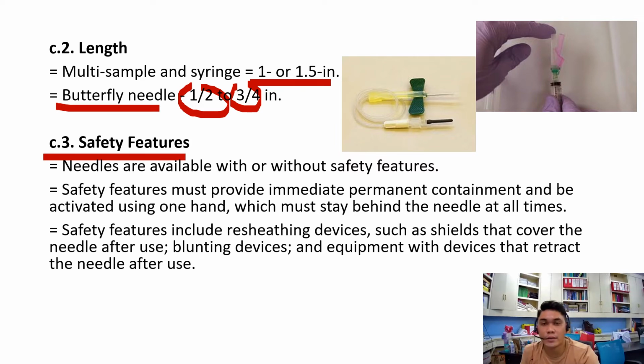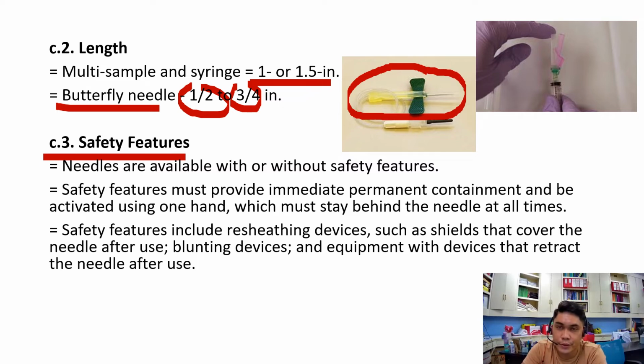The needles are available with or without safety features. Example of safety features is like this one. So for butterfly infusion set, after collection, you can push this yellow part of the butterfly infusion set, and the purpose of that is to cover the needle after collection. Okay, so push this one, and in that way, it will prevent needle stick injury.